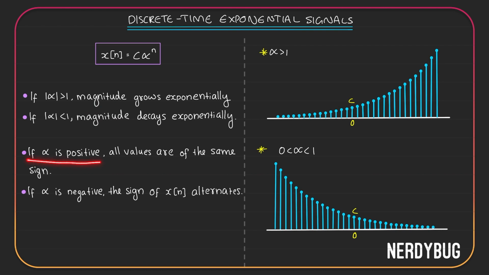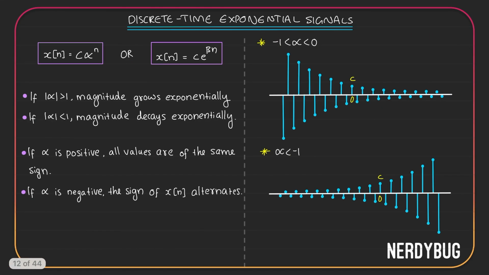If alpha is positive, all values are of the same sign. You can see in both these cases we have taken positive values of alpha. This is alpha greater than 1. This is alpha between 0 and 1, and all the values obviously are positive. So we can confirm that all values are of the same sign. It's given over here, if alpha is negative, the sign of x of n alternates. Let's try to verify that statement.